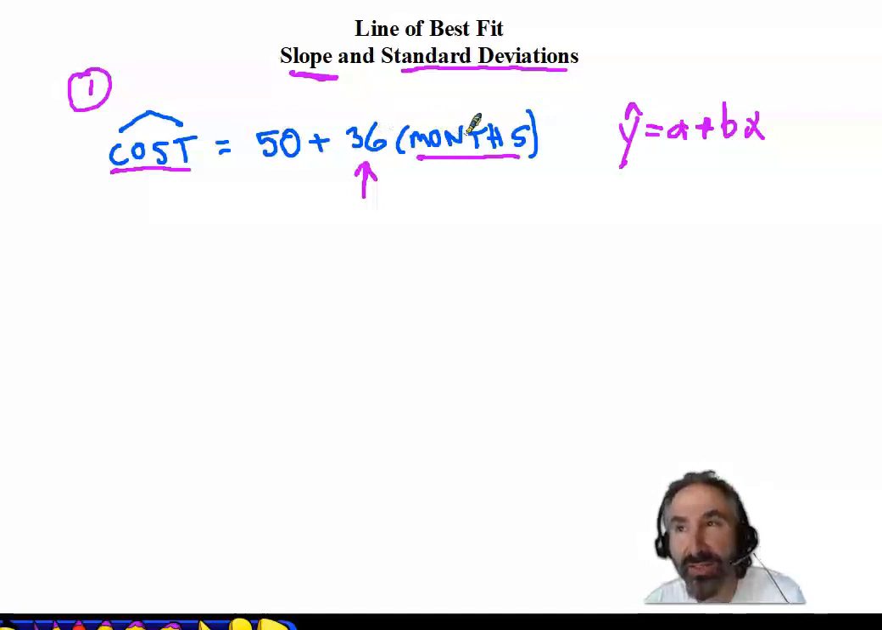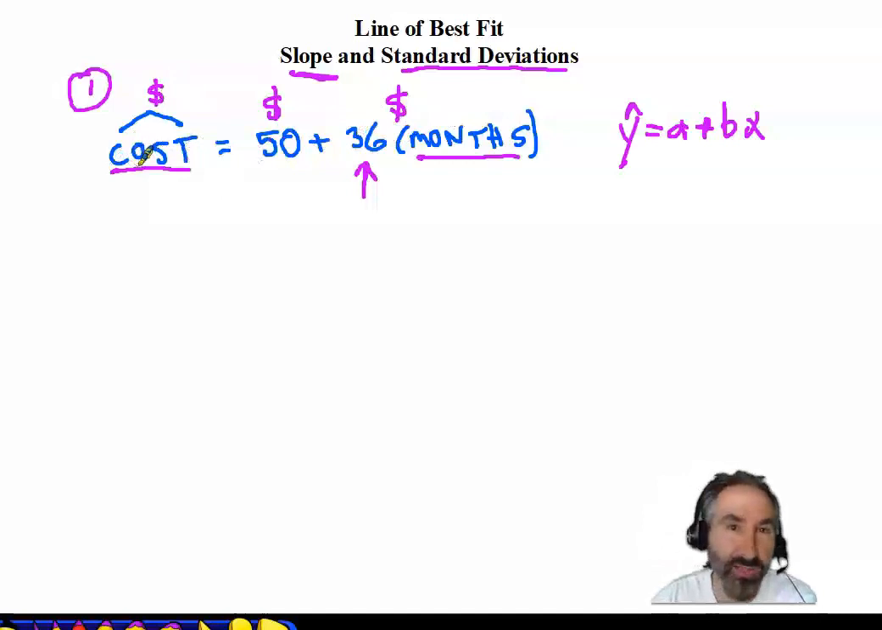And then the number of months is time, and then for the slope, let's figure out what the units are associated with the slope, this 36. So if the 50 is dollars, then when we multiply 36 times months, we better darn well also get dollars. And by the way, we also know that cost is in dollars. These two dollar amounts have to add up to a dollar amount.